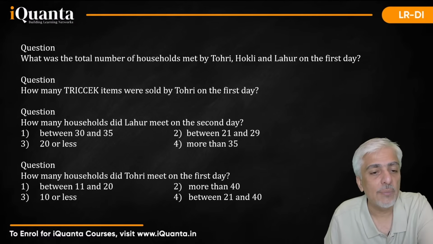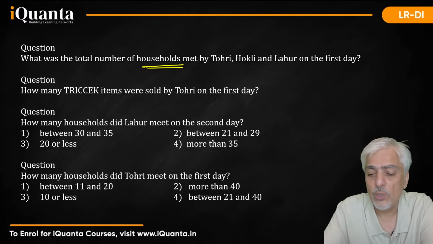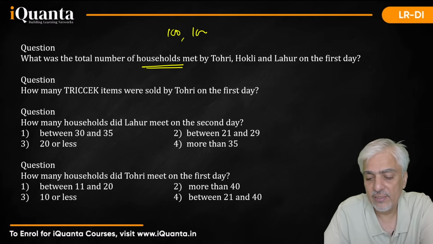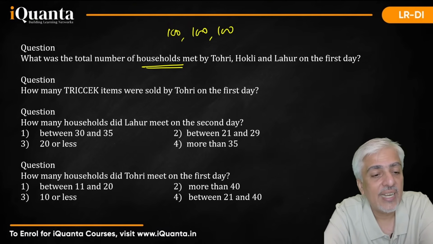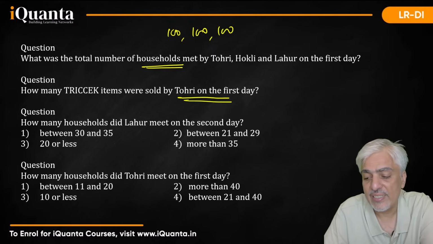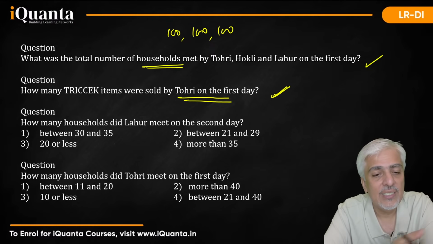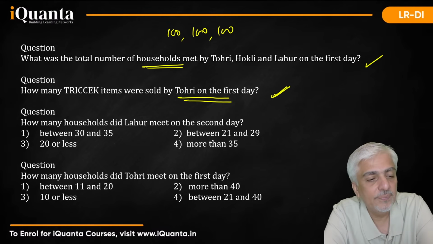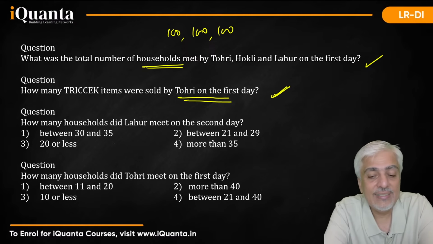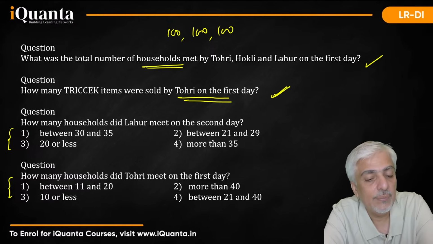So what was the total number of households met? So we have to work on households also. Products तो we know 100 बिके हैं. How many items were sold by Tori on the first day? That last 2 points will give us this. Because ये मिलेगा तो काफी कुछ मिल जाएगा. In fact, the first 2 statements, questions are more or less the crux. How many households did Lahore meet on the second day? This type of options kind of irks me a little bit, which tells me that there is a chance of vague data.